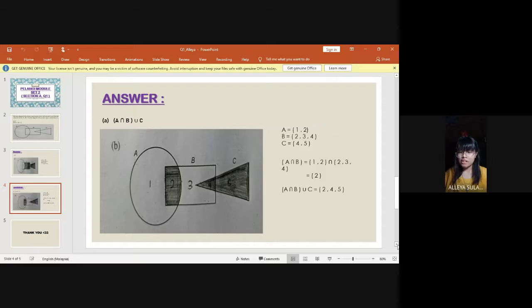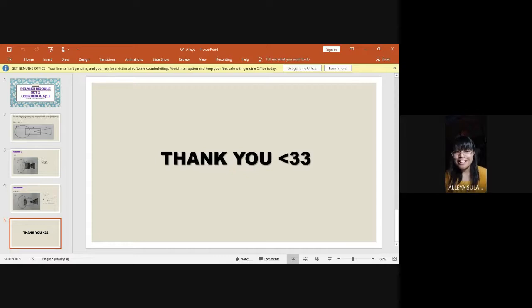For B, the intersection of A and B union C. The intersection of A and B, where the common element for sets A and B is 2, and union C, where set C is 4 and 5. So the answer is, we need to shade 2, 4, and 5. That's all. Thank you.